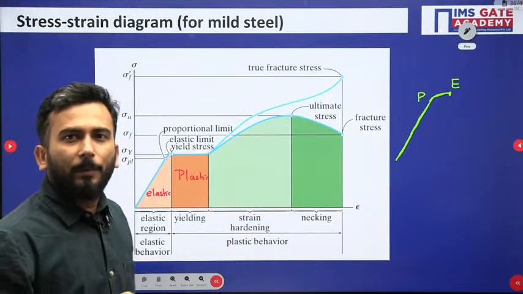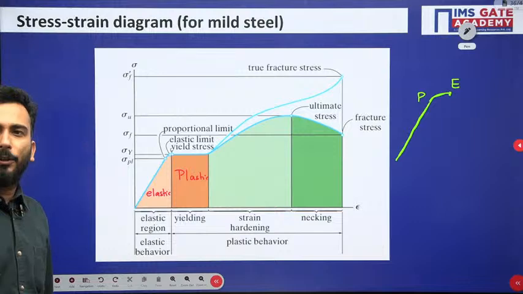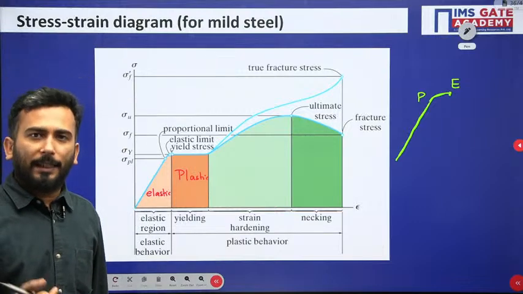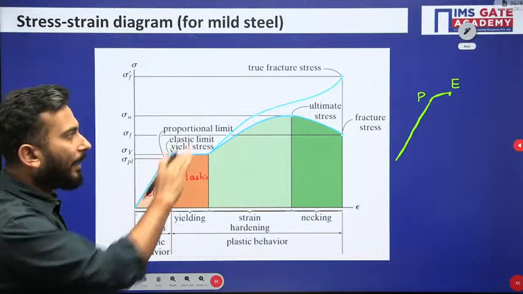Now, Pragvit, I'll come to your doubt once we study Hooke's law. It is the establishment of Hooke's law. Then I will discuss your doubt, but first let me explain the graph properly.